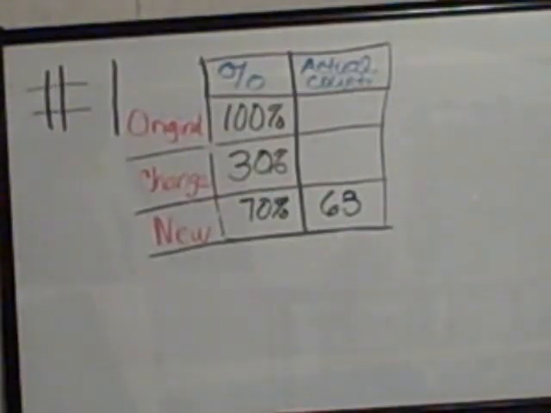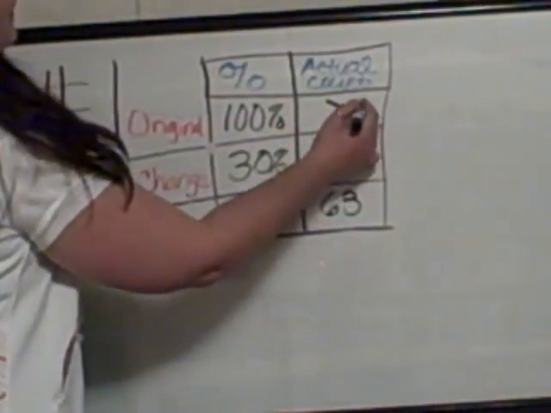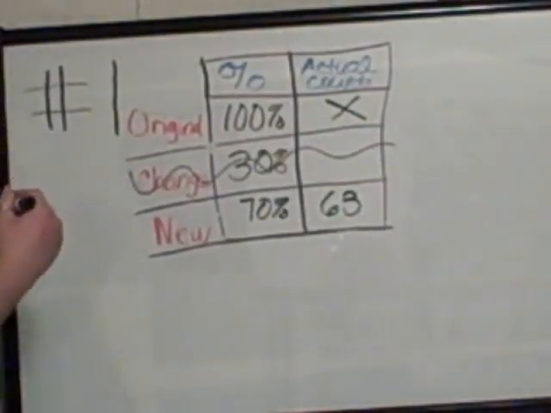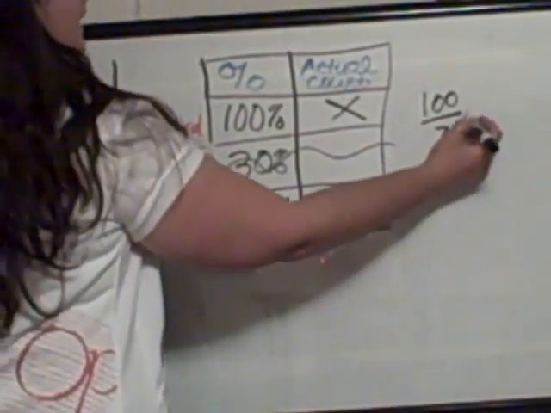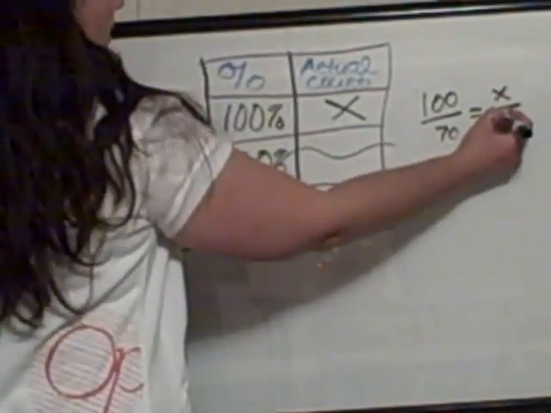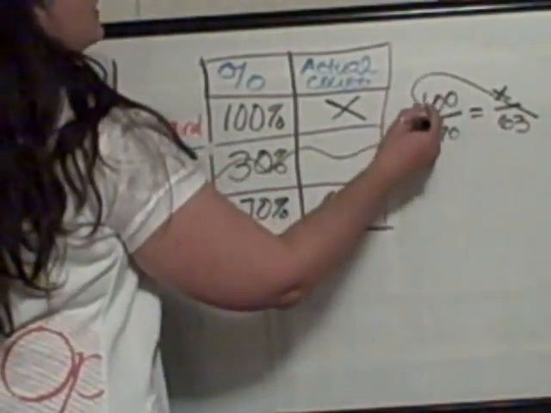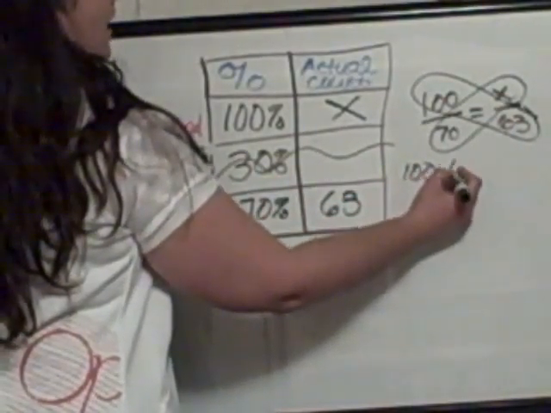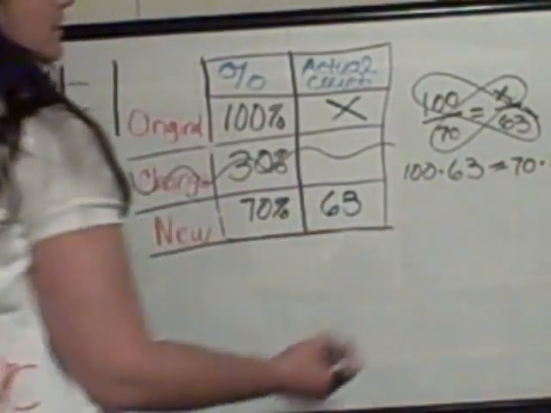The question asks, what is the regular price? The regular price is the original price, so the variable goes there. I ignore the middle column and set up the proportion as follows: 100 over 70 equals x over 63. Remembering how to solve proportions, cross products are equal. So I multiply 100 times 63 and set that equal to 70 times x.